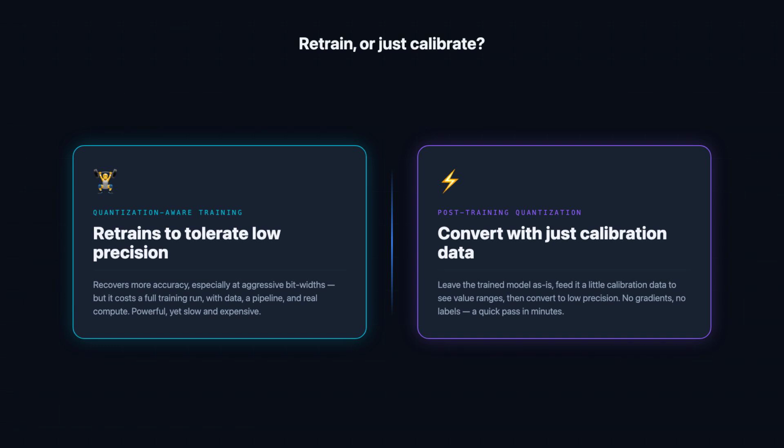It leaves the trained model as is and simply feeds it a little calibration data to measure value ranges, then converts the numbers to low precision. No gradients, no labels, no training loop, just a quick conversion pass that finishes in minutes. That is the whole appeal, and it is why it is usually the first tool people reach for.